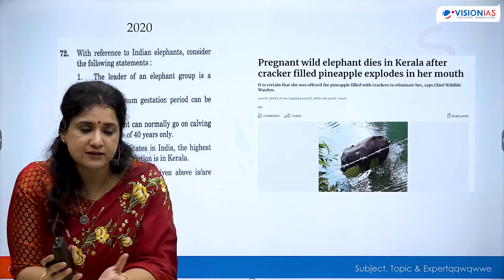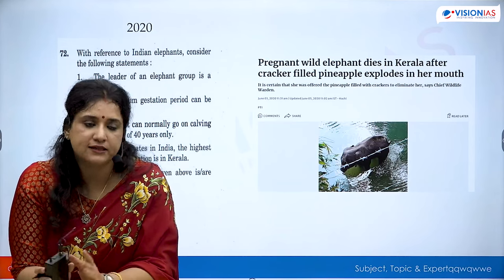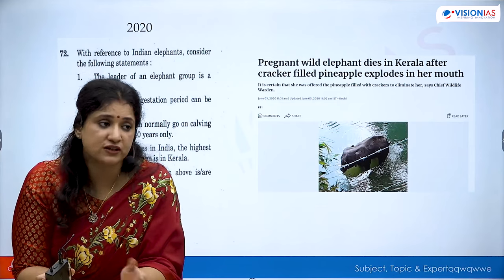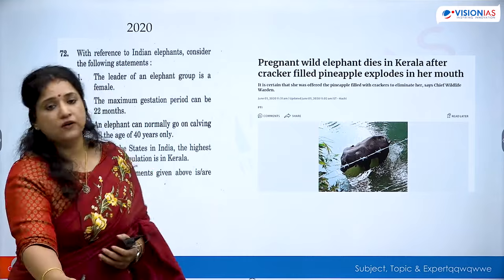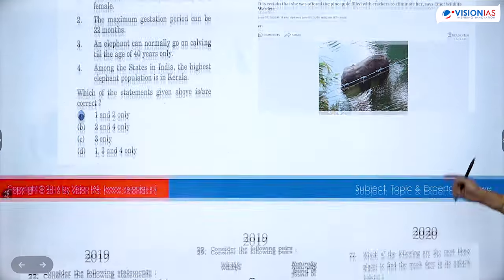Okay. So in the last tiger census, Madhya Pradesh was ahead of Karnataka by 2. But this year Karnataka has overtaken by a huge number. So these things keep changing. They are dynamic also. All right. Anyway. Let's go.